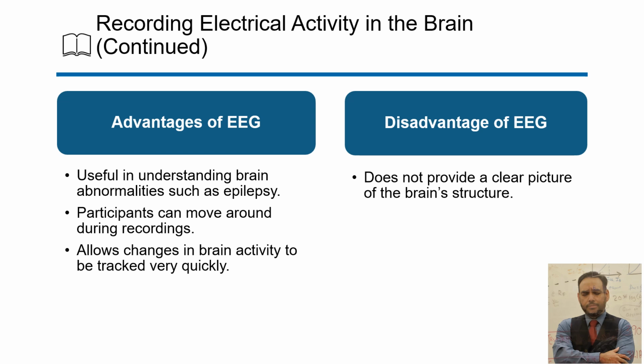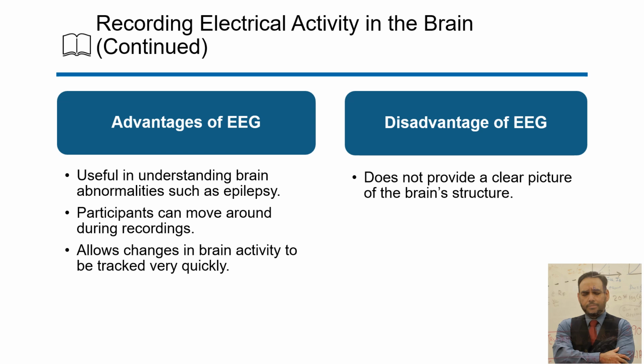What else? We can get high temporal resolution from an EEG. It just means it can detect changes in brain activity very quickly. That's what temporal means. Within milliseconds, you can actually detect the changes, so you can look at the response to any stimuli. The disadvantage is that it has low spatial resolution. So, good high temporal resolution, but low spatial resolution.